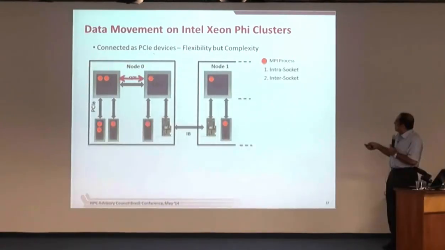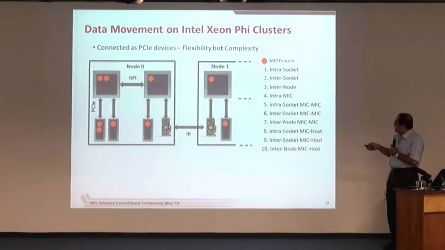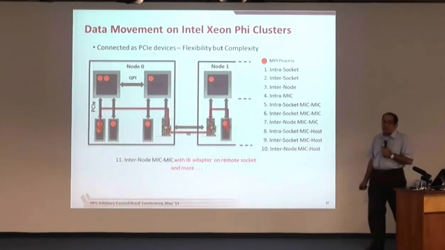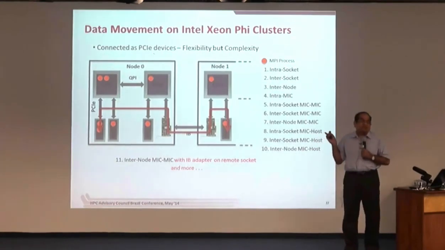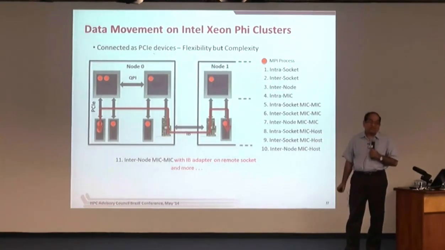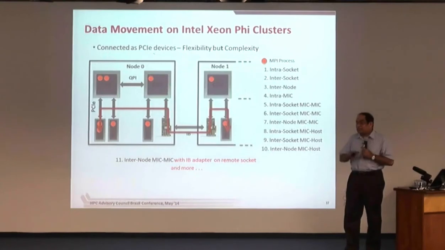So all these paths are there. I'll just very quickly go over intra-socket, inter-socket, internode, intra-MIC. So there are 11 possible paths in a system. That means if you really want to design a good MPI library, you need to optimize all these 11 paths. That is just for point to point.